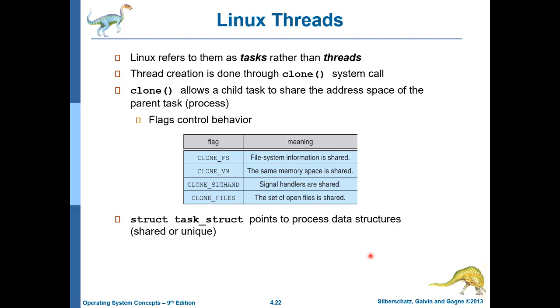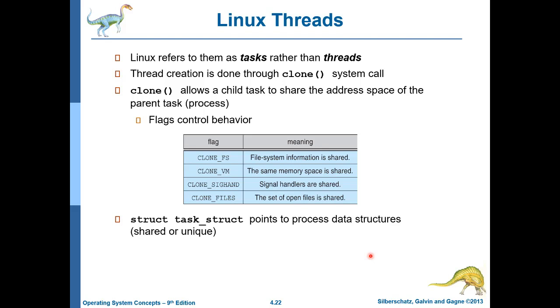And there are some flags. What is a flag? A flag means some properties which can control the behavior of clone. A flag is usually a binary property which can be true or false. For example, clone FS, the clone file system: if it is true, then the file system information will be shared. If it is false, then it will not be shared.